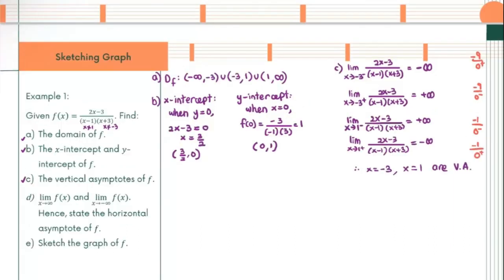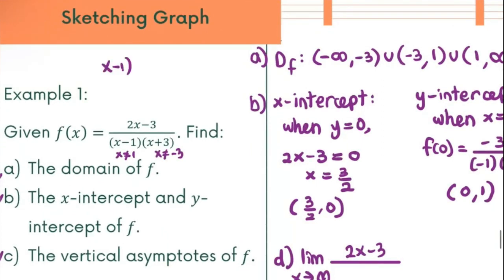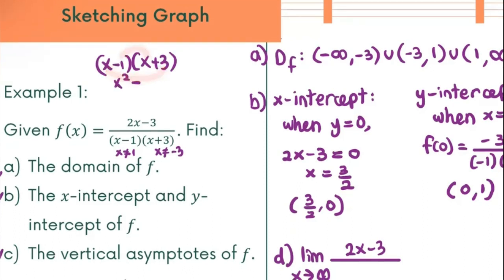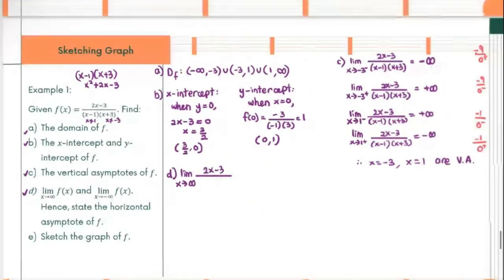C. Okay, next adalah D. So D ini dia minta kita cari limit of x approaching infinity of our function. Okay, saya kat bawah ni saya expand terus. Kejap. Ini, x minus 1 darabkan dengan x plus 3. So I get x squared plus 2x minus 3.